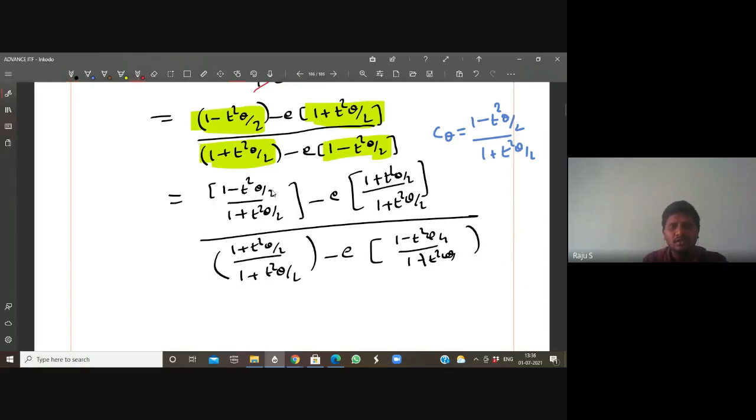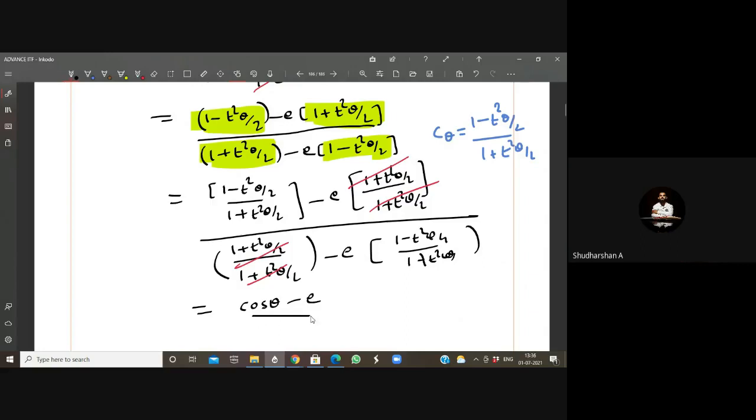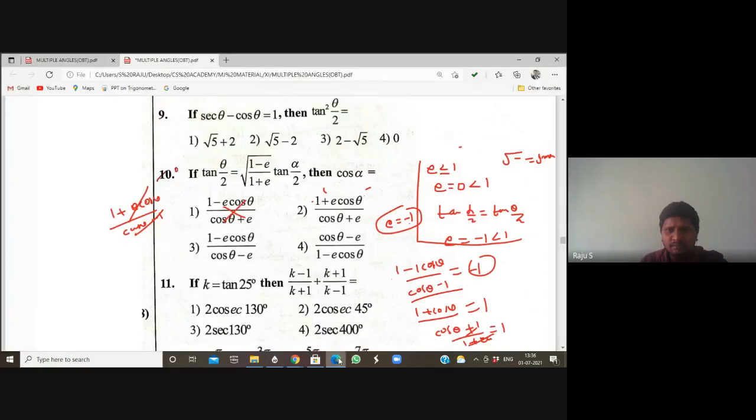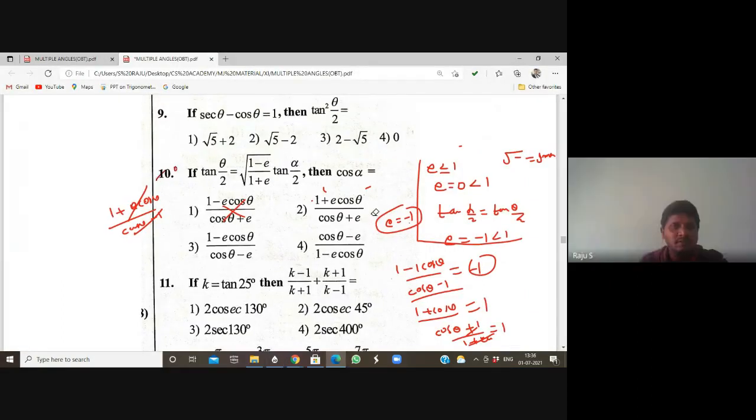So what do you observe, students? Here these two get cancelled. So what about the remaining value? Here this is cos theta, shall I write cos theta minus e, by 1 minus e cos theta. We got it. Which of the options? Fourth option. That's all.